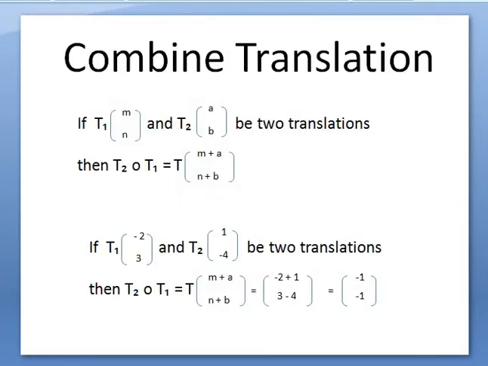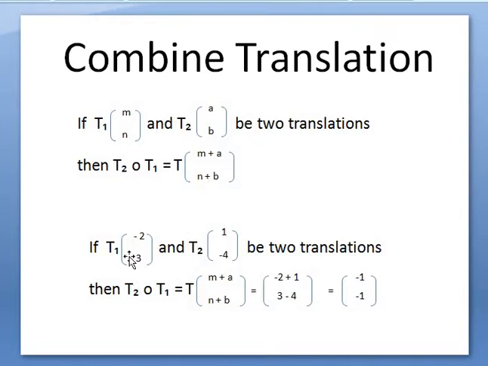Now we have a combined translation. Look at here. T1 is given by the translation vector (m, n) and T2 is given by the translation vector (a, b). With two translations, the combination T2 o T1 is given by T equal to (m plus a, n plus b). So we add the two column matrices to get the combination of two translations.